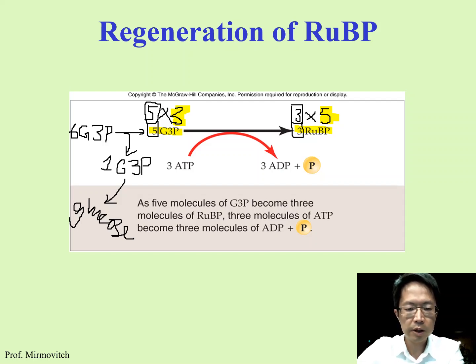And of course we need to use ATP to give us the phosphate group. And the phosphate group here is added to G3P, so the RuBP will have a phosphate group on carbon number 1.